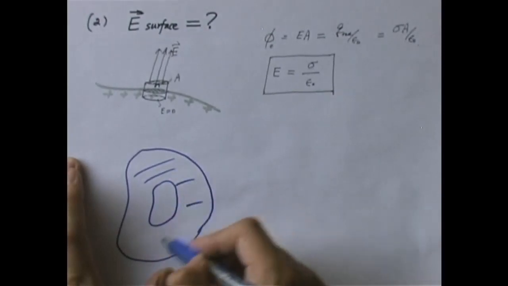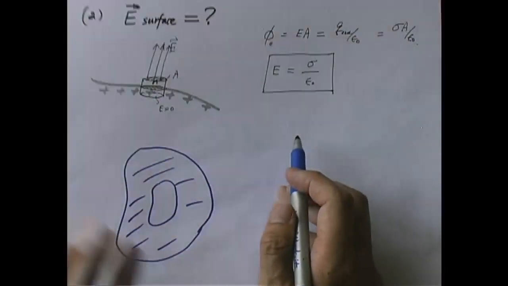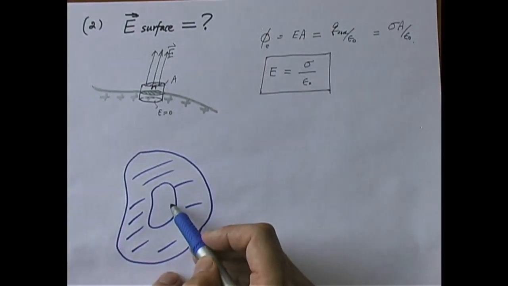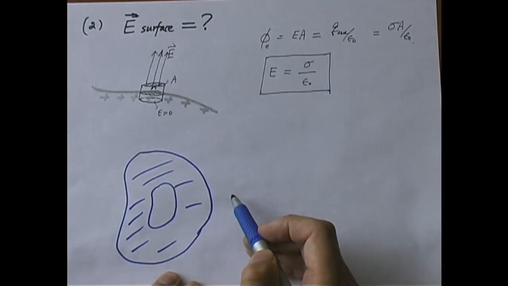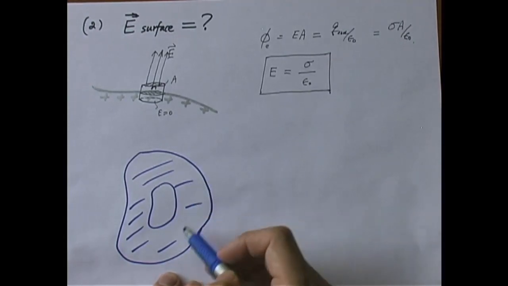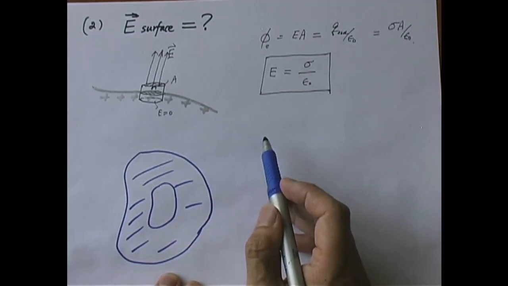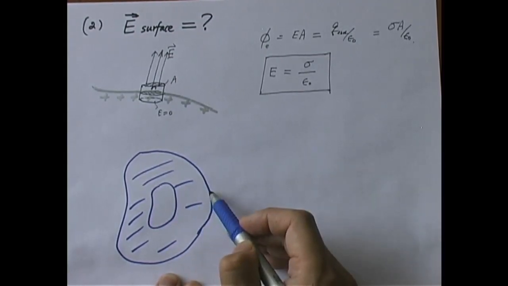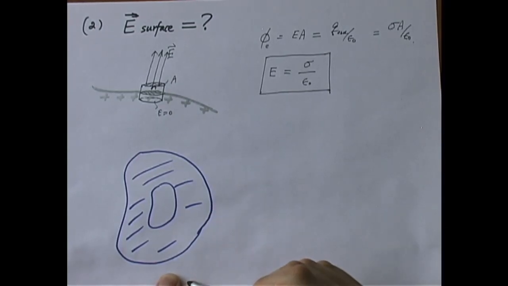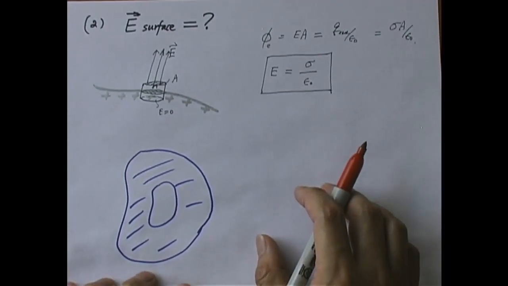So here's the conductor. There's a hole. Now put some charge on it. We know the charge cannot live in the body. It must live on the surface. But my question is, here's the interior surface, here's the exterior surface. Can any charge appear on the interior surface? Now that's something we haven't considered yet. So let's see how we might discuss that.